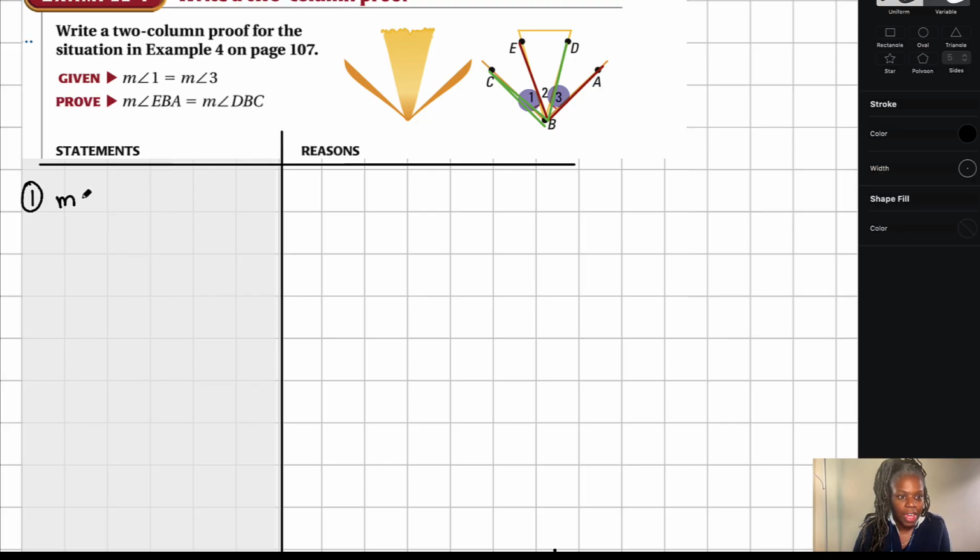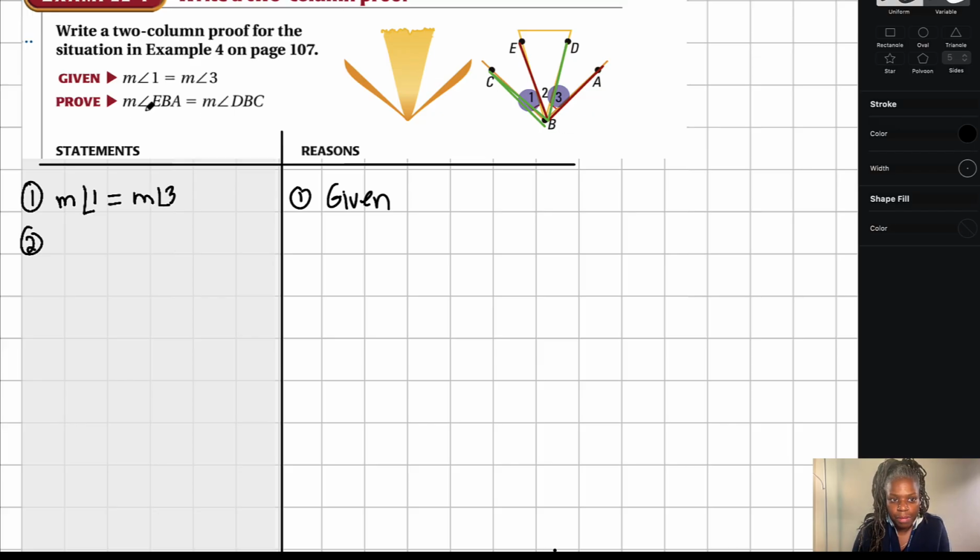So let's start off with that. The measure of angle 1 is equal to the measure of angle 3, and our justification for that is that it's given. The next step, we're going to start bringing in this concept, including these angles. And I'm going to include it with the description that I just said before.